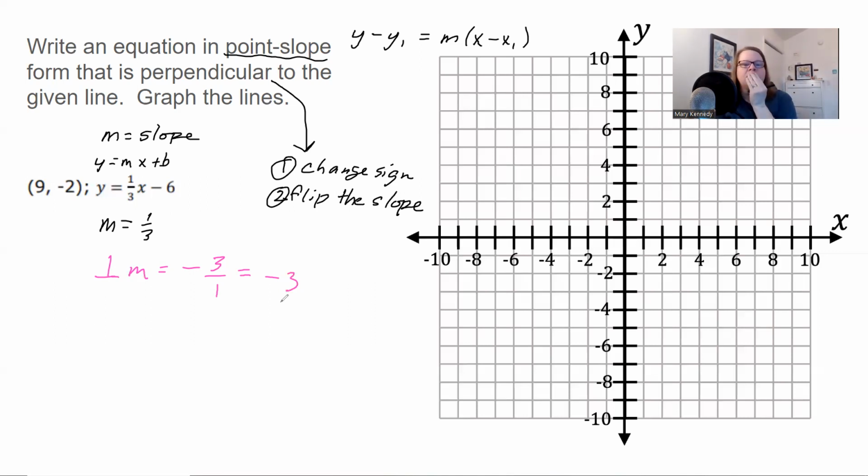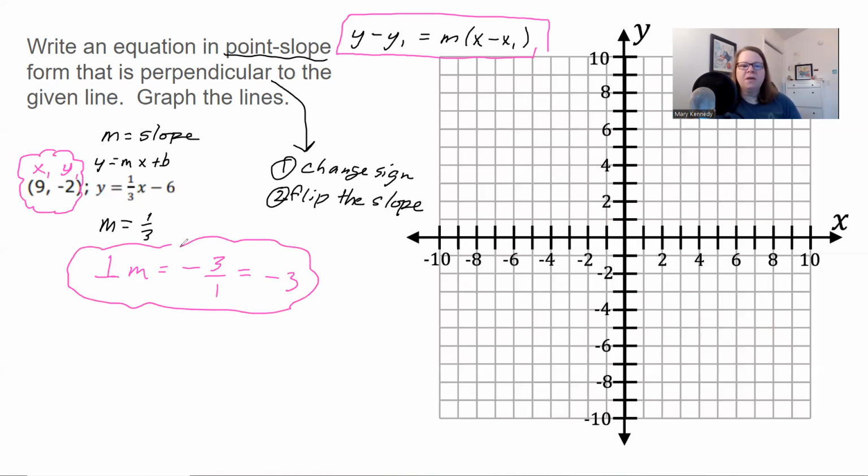Okay. So we've got some important information here. We've got our point slope formula, right? We've got an xy coordinate, this would be like x sub 1, y sub 1. And we know our perpendicular slope. So we've got everything in place to write the new equation. So let's come down here and do that.